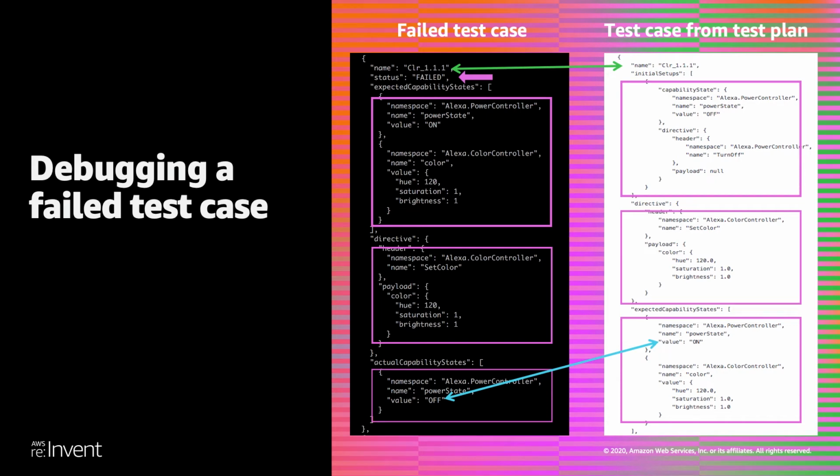This was one of the examples where Lighthouse Inc. was able to debug an issue with their color controller implementation. You can imagine this tool being useful for several other similar test cases. To learn more about these APIs, search for Smart Home Evaluation API on developer.amazon.com.